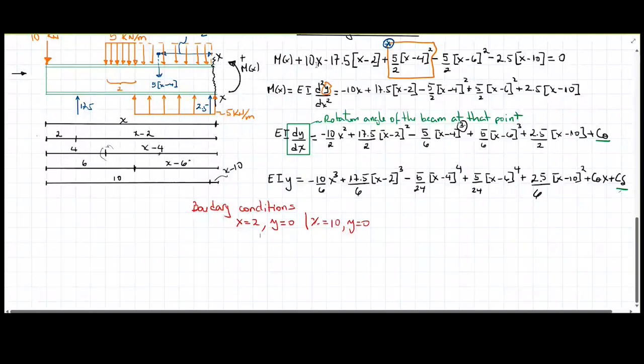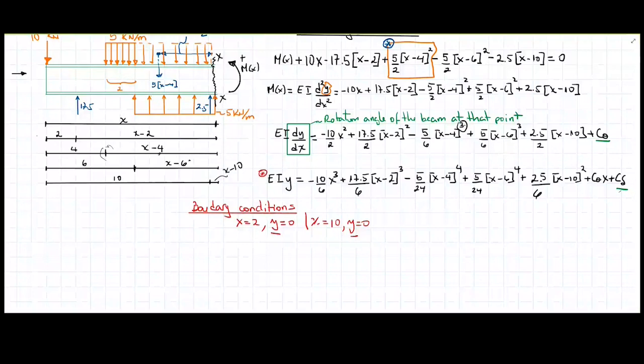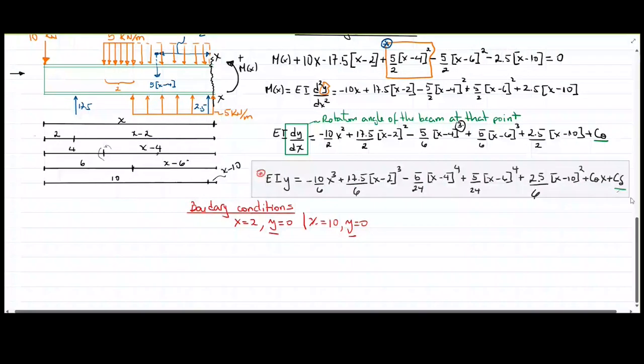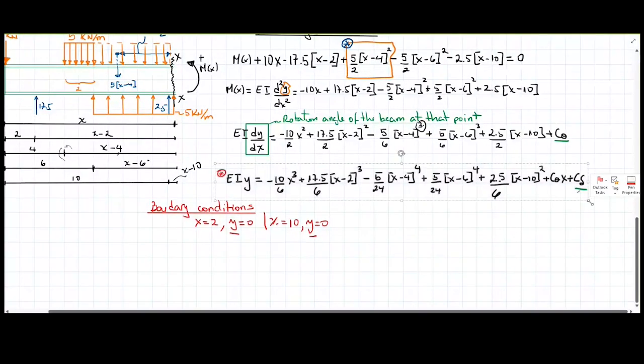Nice. Let's apply those boundary conditions to those equations. So definitely these boundary conditions are referring to the deformation equation. So it is this one that I need to apply, not the rotation equation. I will copy this first equation to apply the boundary condition of x equal to 2. Here.